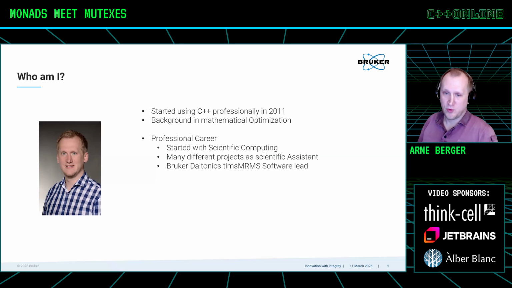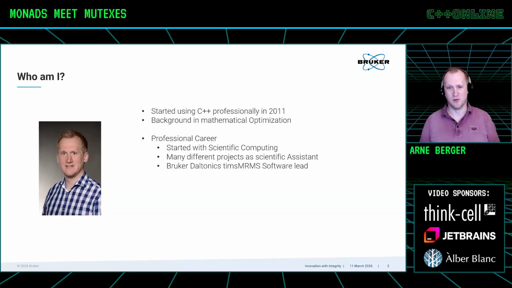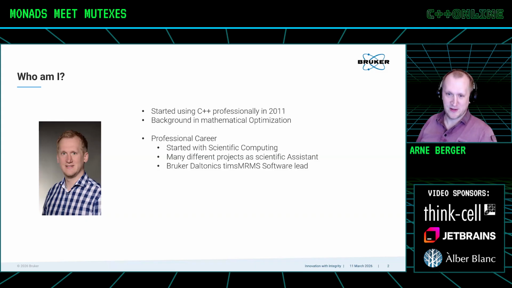Currently, I'm working for Bruker Daltonics, which is a company that does many things, but my department does mass spectrometers, so instruments where you can put in biological samples, and it tells you what's in that sample, which proteins are in there, which liquids, whatever you want to read out of it. And I'm specifically a software lead for the so-called TIMS MRMS instrument. And if you don't know what that is, you are probably not alone.